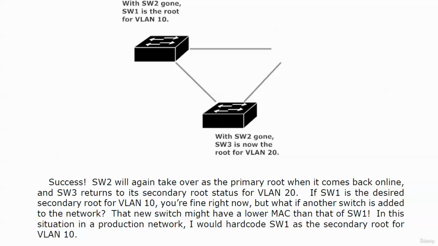And as I note here on the screen, if you really want switch 1 to become the desired secondary root for VLAN 10, well, you'd be fine right now. But if there is another switch added to the network later, and there almost always is, that new switch might have a lower MAC than that of switch 1. So I would go ahead and hard code switch 1 as the secondary root for VLAN 10 in this particular situation. So that's how you configure a switch as the primary root for any given VLAN.